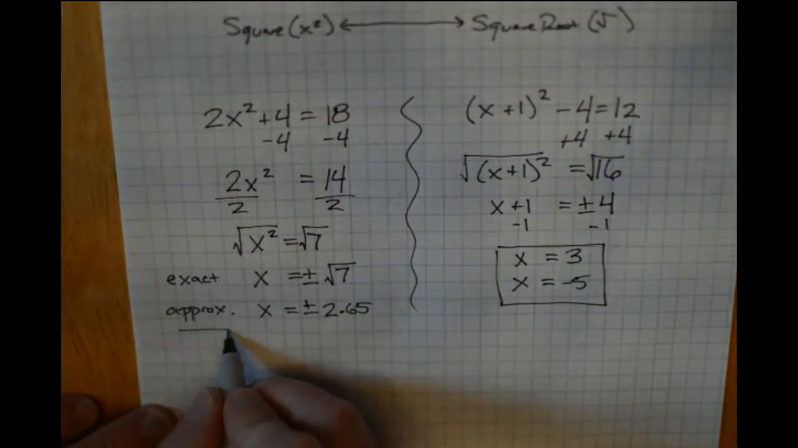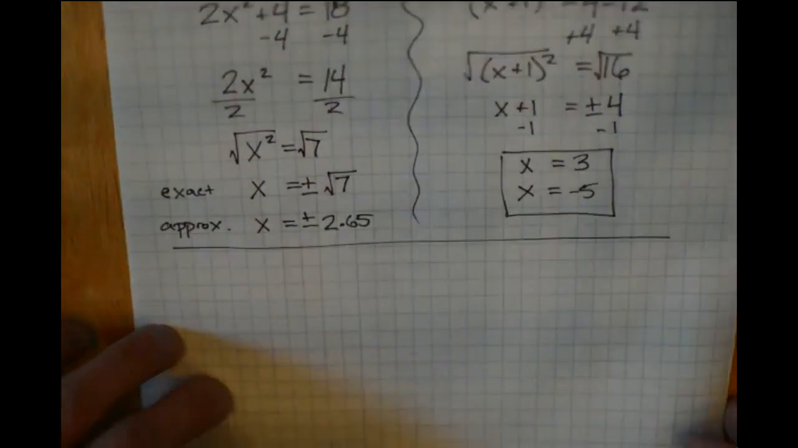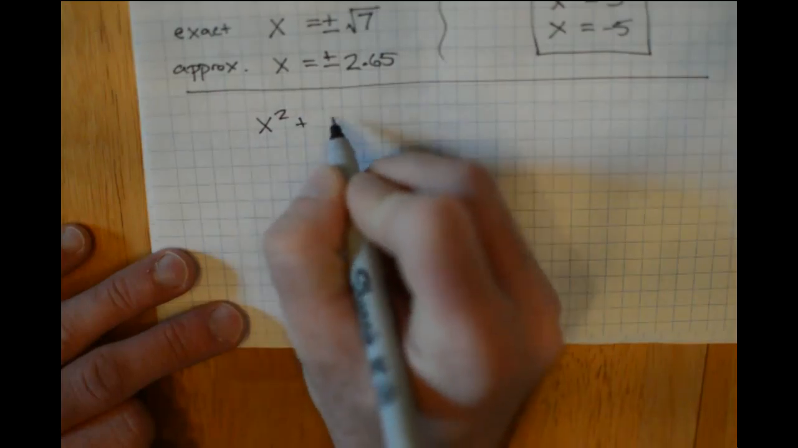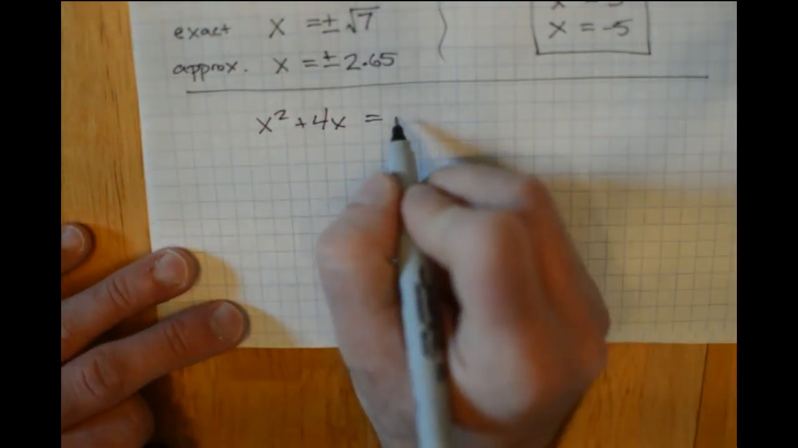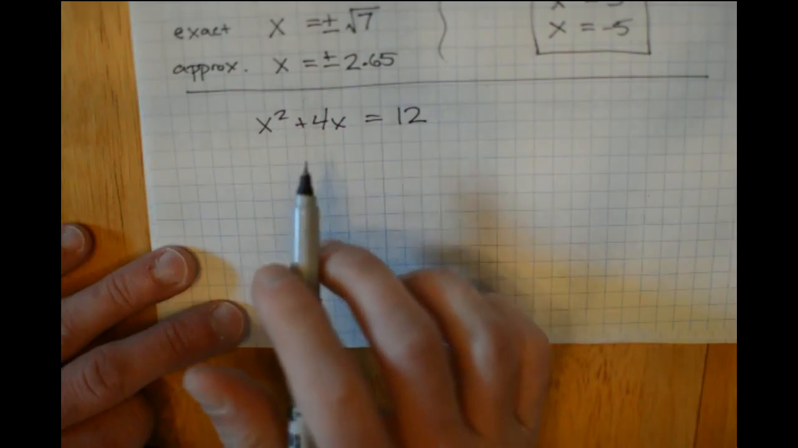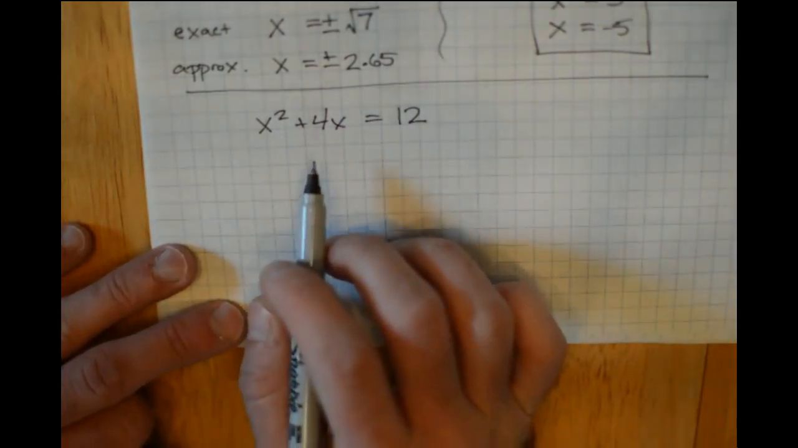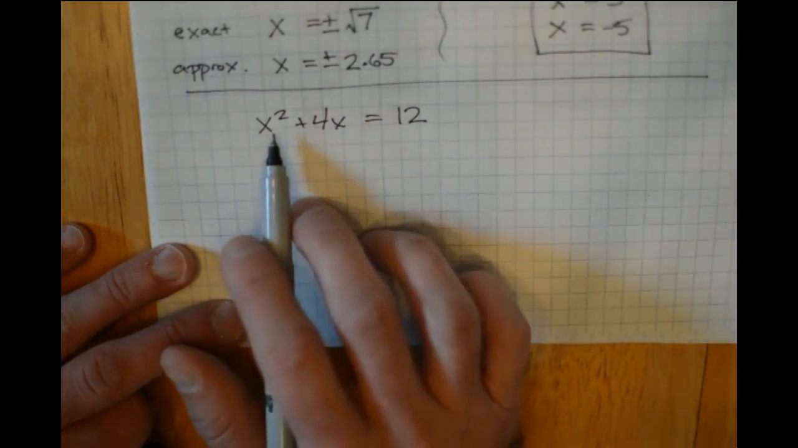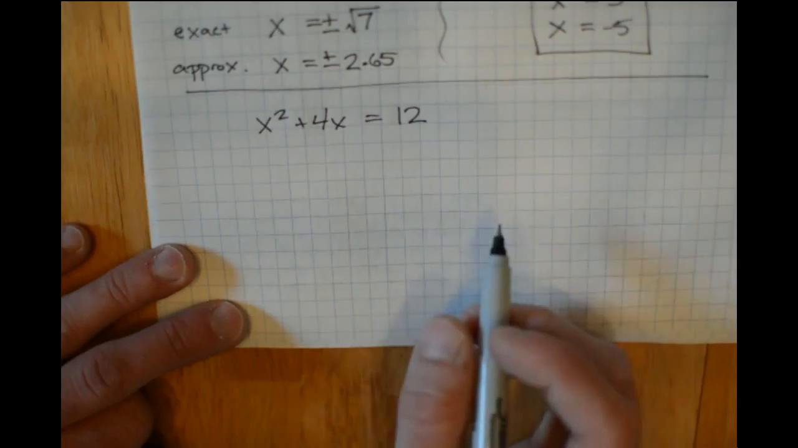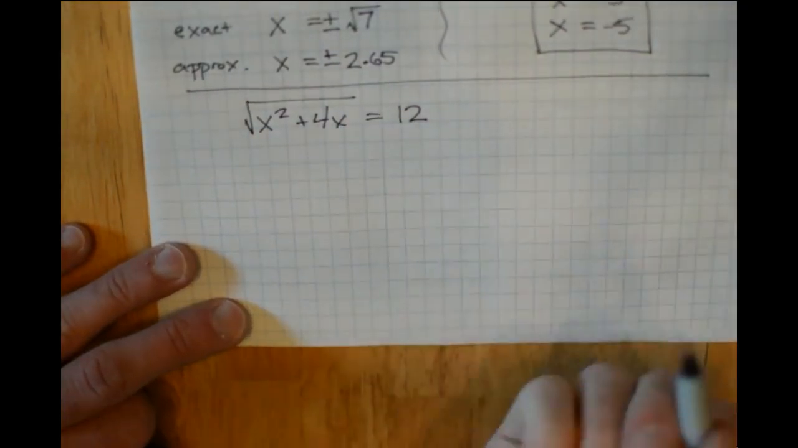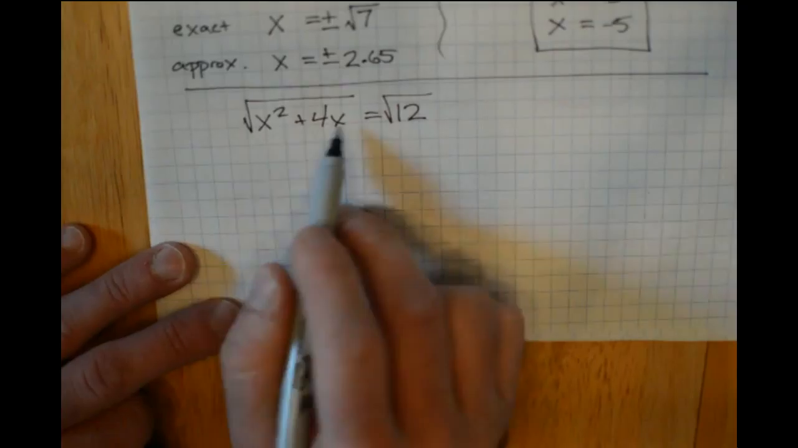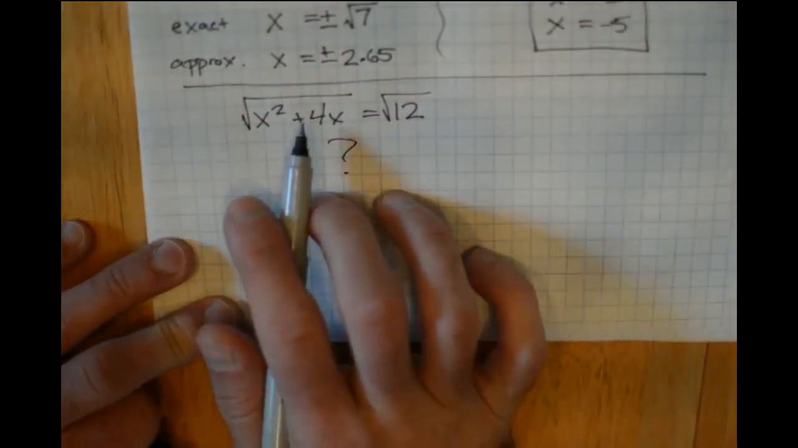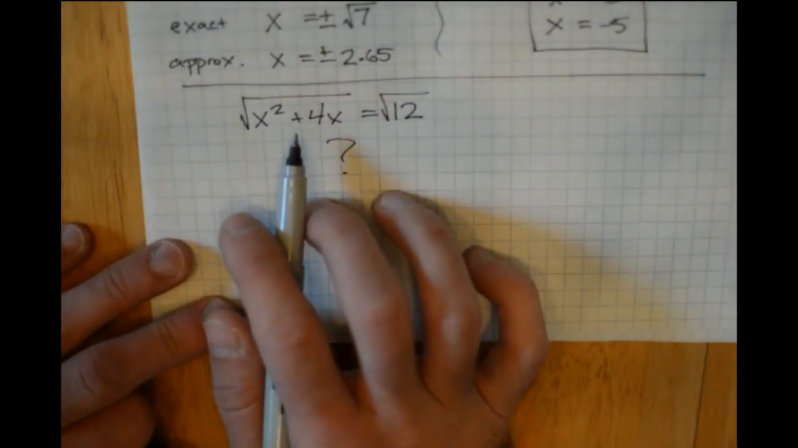I want to point out just real quick a type of equation that could not be solved using this method. If you have a quadratic equation like x squared plus 4x is equal to 12, there are ways to solve it, but you can't solve it using a square root because there's a variable other than the x squared. This is not being squared. If I tried to take the square root, I'd have to take the square root of the whole side, and there's no way to simplify that. We're going to learn a different way to solve this type of equation in a different video.